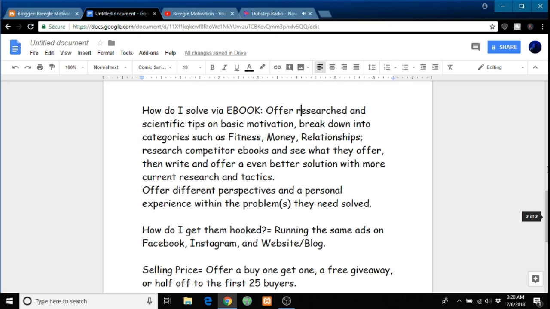Then, how do you solve it in your ebook? Offer research and scientific tips on basic motivation, broken down into categories such as fitness, money, relationships. Research competitor ebooks and see what they offer, then write and offer an even better solution with more current research and tactics, offer different perspectives and a personal experience within the problem or problems they need solved.